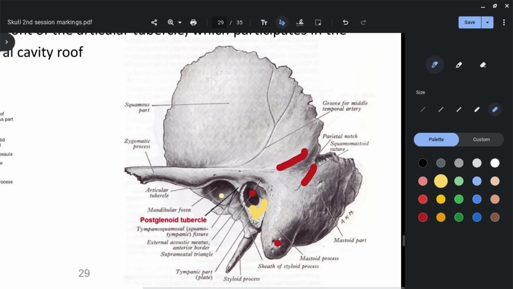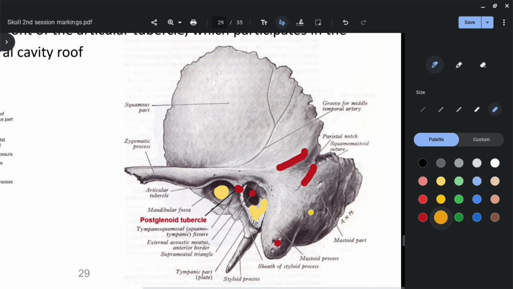Here the main thing, we have the mandibular fossa for the attachment of the condylar process of the mandible. So the condylar process of the mandible makes a joint here known as the temporomandibular joint, and this joint is like a glenoid. We have a tubercle posterior to the glenoid, so we will say it is the post-glenoid tubercle, this tubercle.